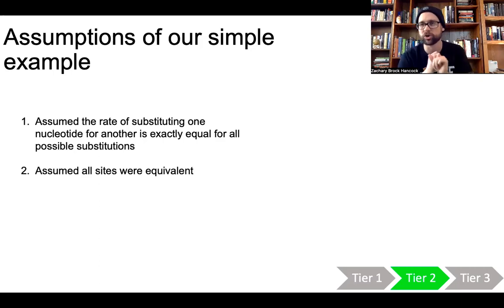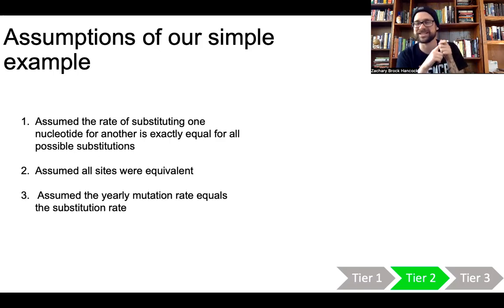Second, we assume that all sites were equivalent. That is to say that regardless of which site gets mutated, we're just treating them all as equal to one another, right? So the rate of change at one site is exactly equal to the rate of change at another site. We know that is not true. There are things called mutational hotspots that violate that assumption, and we're going to talk about that.